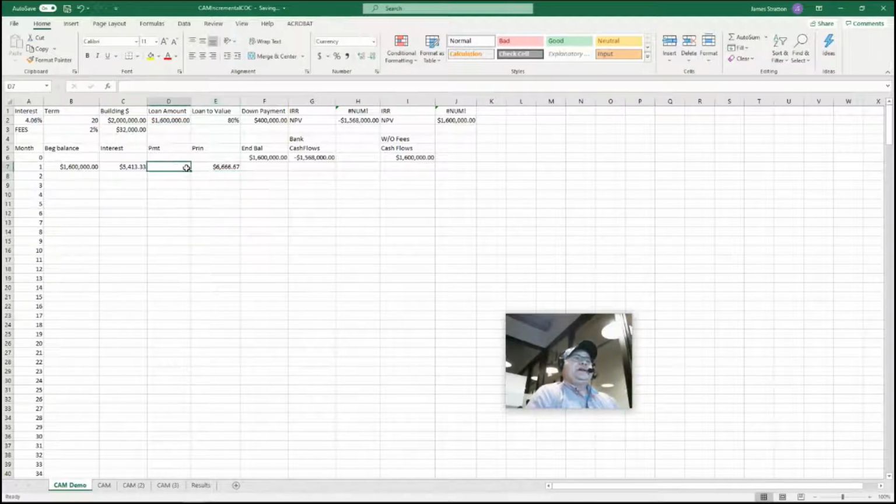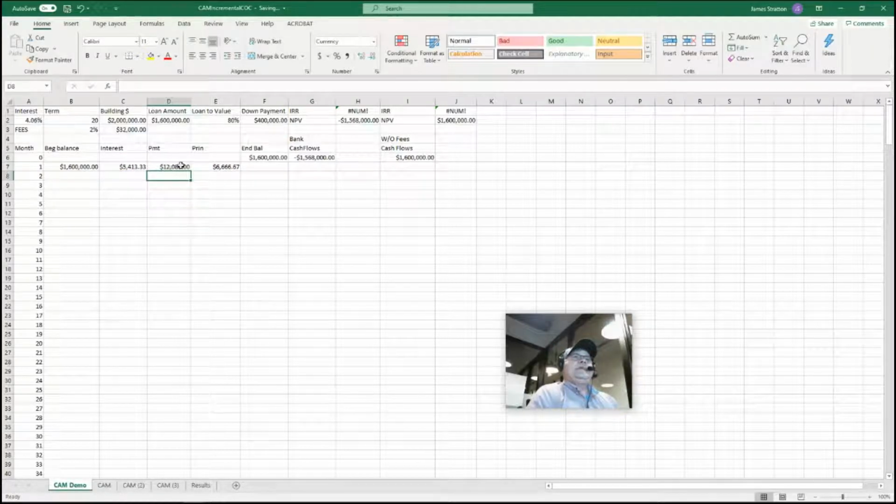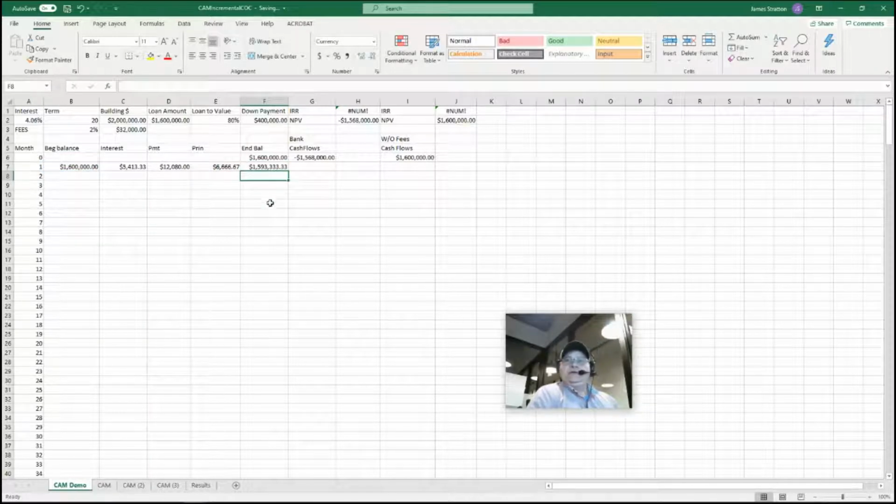Okay. In this case, our payment is simple. It's the interest plus our principal. And there we go. That's your payment each month. Or this will adjust. Okay, so now let's take a look and see what our ending balance will be. So we're going to take there minus our principal, and that'll give us our ending balance.